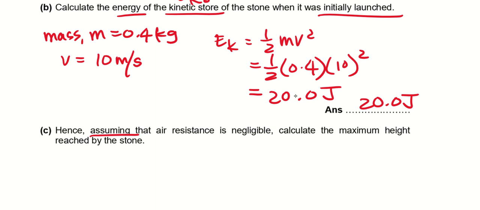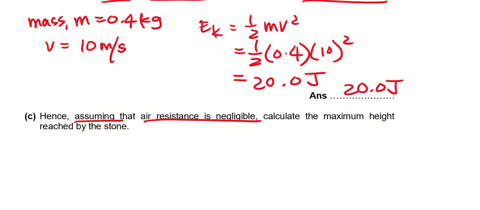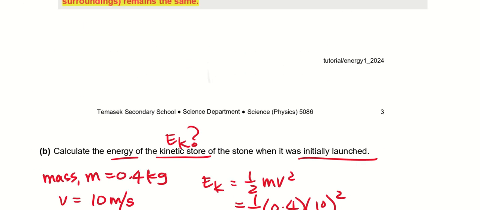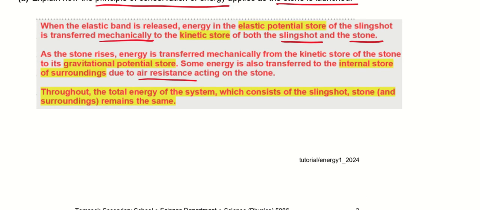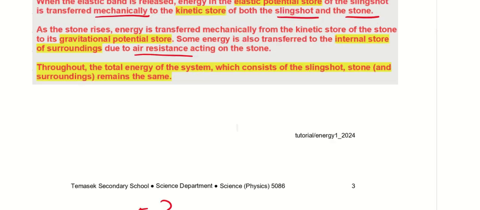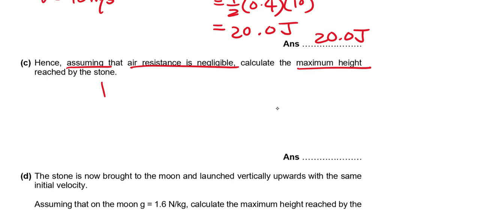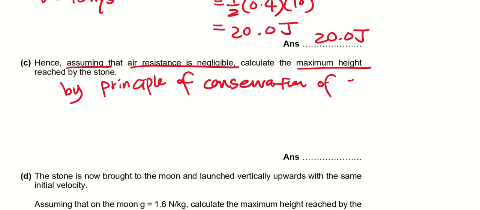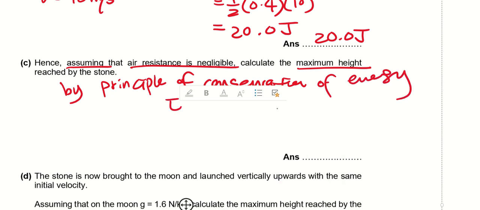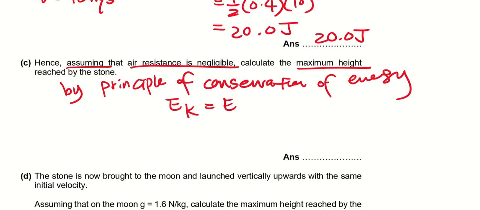Now we assume that for part C, air resistance is negligible, so we calculate the maximum height that it can be reached. The energy in the kinetic store of the stone will be transferred mechanically to the gravitational potential store of the stone. That means by applying my principle of conservation of energy, my EK will be equal to EP, the gravitational potential energy.